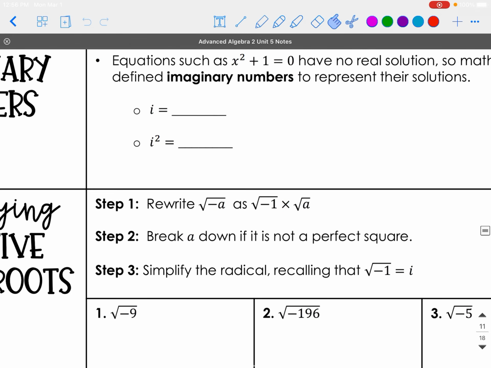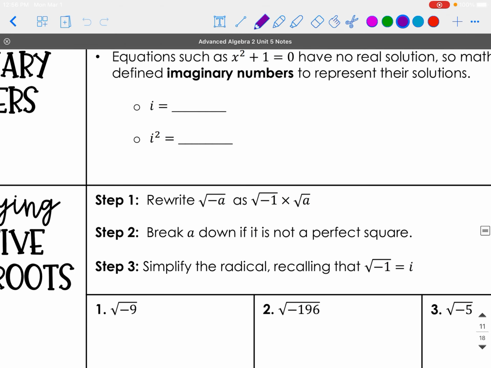You need to have memorized that i is the square root of -1, and i squared is -1. So anytime we have the square root of -1, that's i.